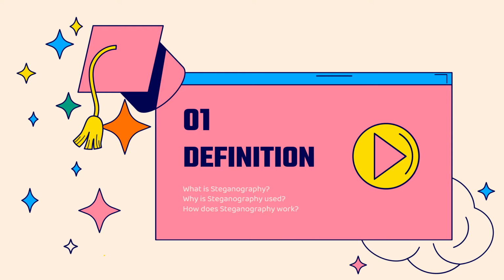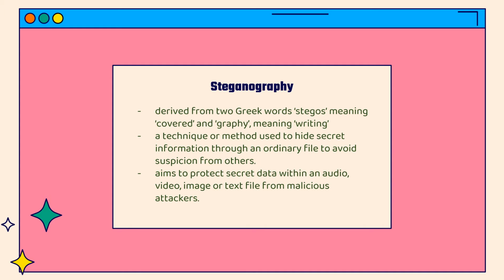So first, we study the definition and uses of steganography. The word steganography is derived from the Greek word steganos, meaning hidden or covered, and the Greek root graphy, meaning to write, thus translating to covered writing or hidden writing. Steganography is a technique or method used to hide secret information through an ordinary file to hide suspicion from others. It aims to protect secret data within an audio, video, image, or text file from malicious attackers. In short, steganography has the power to conceal information in plain sight.